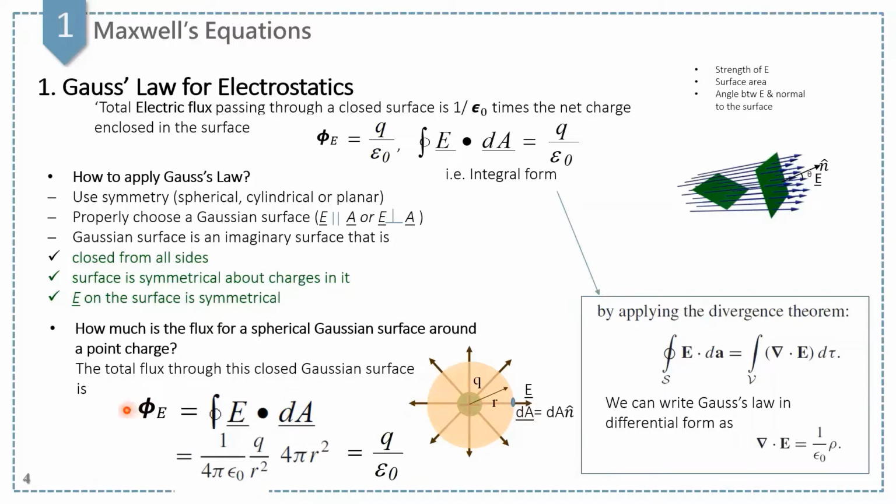So for finding the total flux now, using the formula phi of E is equal to closed integral E dot dA, and for the point charge, replace the electric field by 1 over 4 pi epsilon naught Q over R square. And because we have a sphere around the point charge, replace dA with 4 pi R square, which is the area of the sphere. Hence we can get phi of E is equal to Q over epsilon naught.